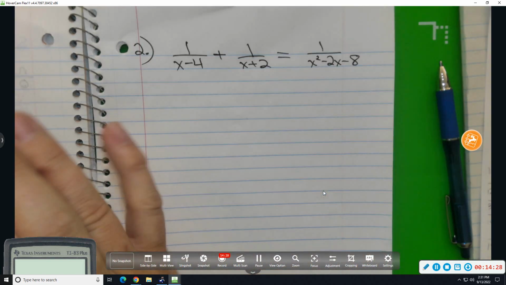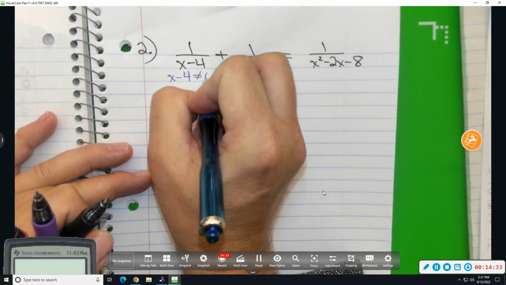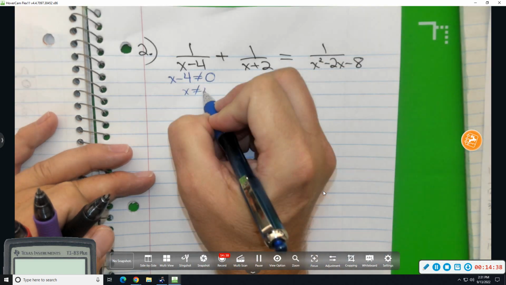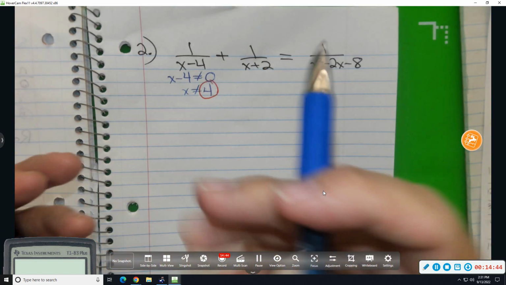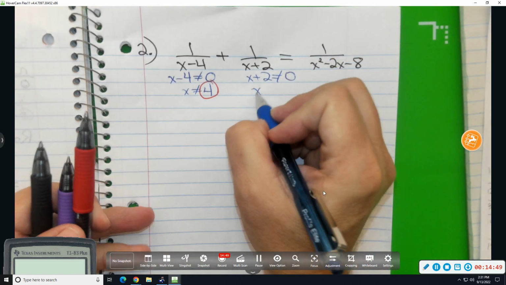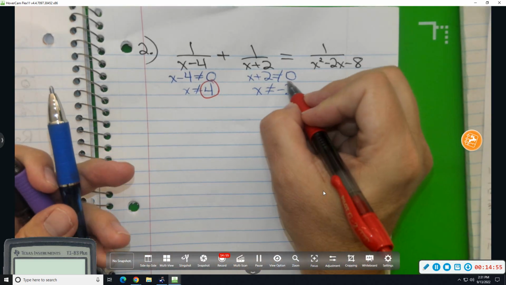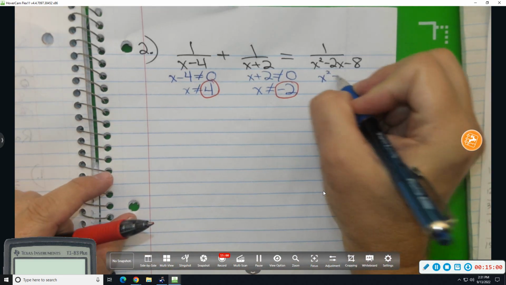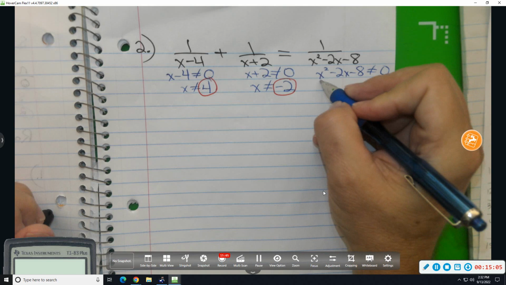So x minus 4 can't equal 0. So x cannot equal positive 4. This is familiar. X plus 2 can't equal 0. So x cannot equal negative 2. And x squared minus 2x minus 8 can't equal 0. We'll factor it.